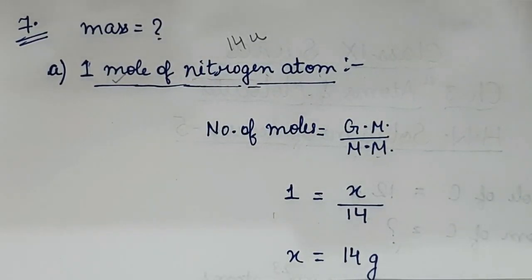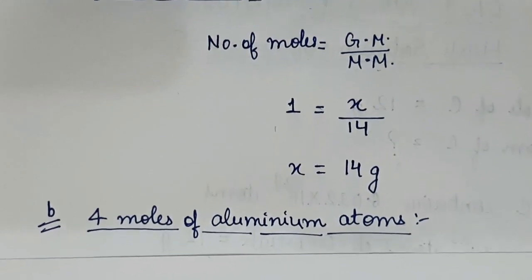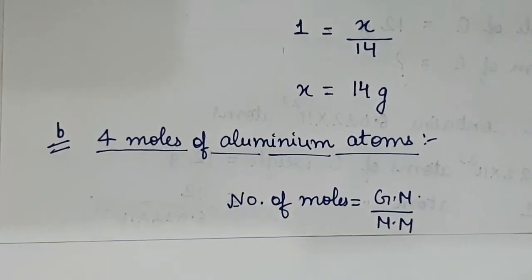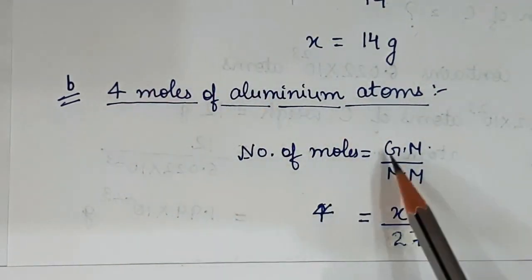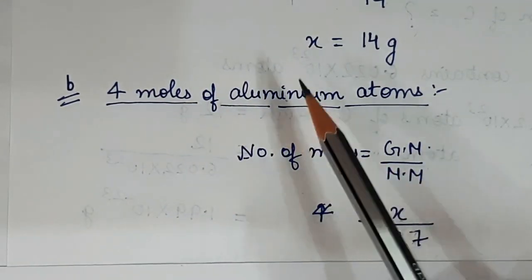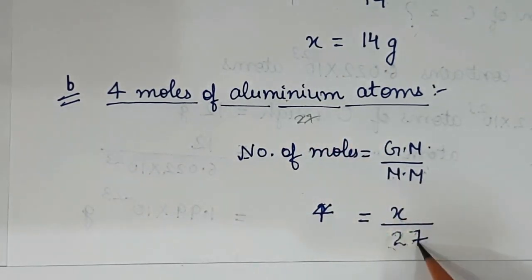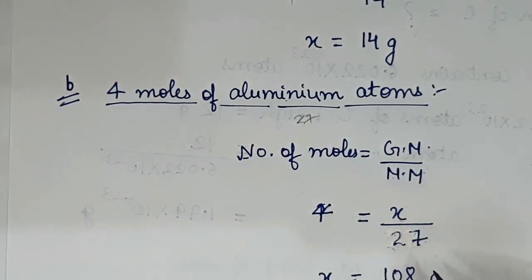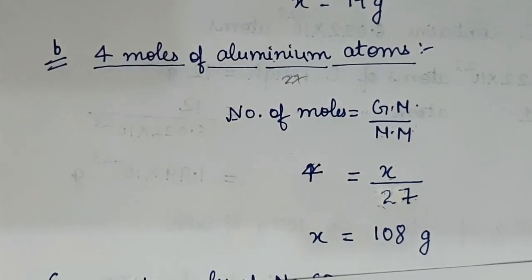B part, what is the mass of 4 moles of aluminium atoms? Same, number of moles is equal to given mass upon molar mass. So number of moles are given in the question, 4. Given mass x. Then what is the molar mass of aluminium? That is also given in the question, 27. So molar mass or atomic mass, that is 27. So 4 is equal to x by 27. Now calculate the value of x. That will be 27 into 4, that is 108 grams. Clear, students? Just apply the simple formula.